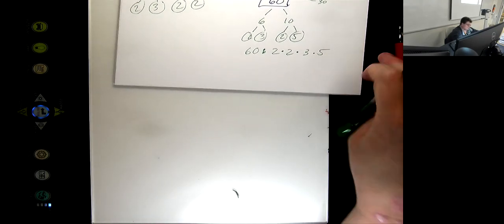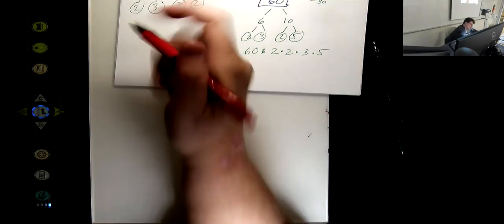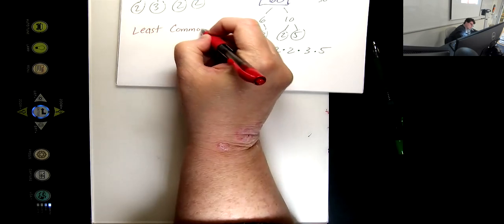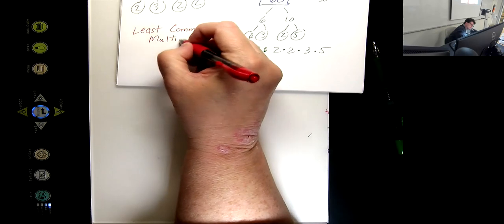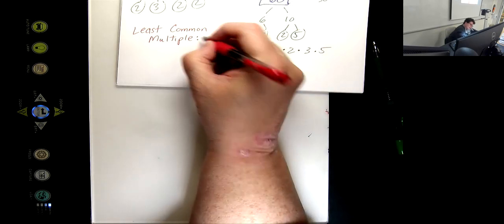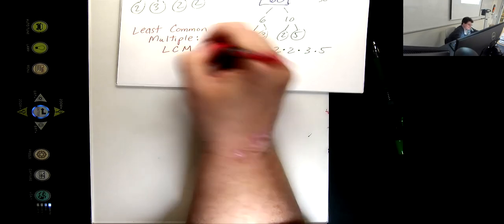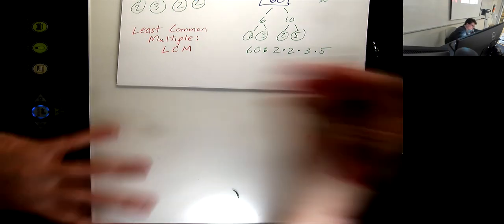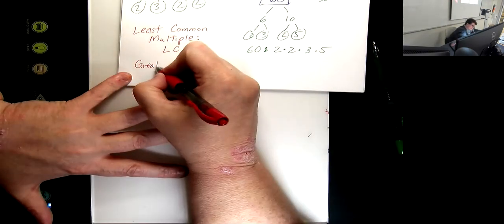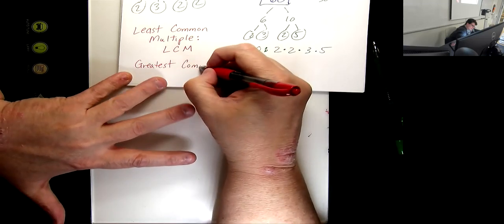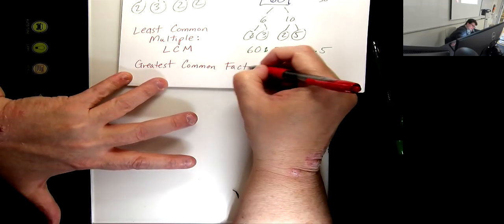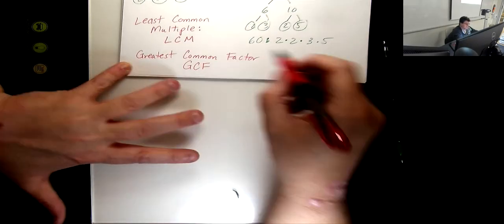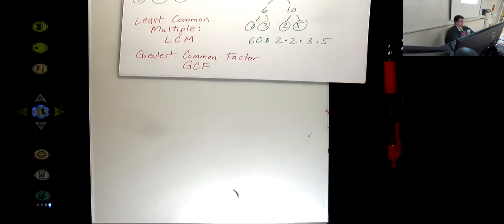Because oftentimes we want to find something called the least common multiple. It's usually abbreviated LCM. And we'll also do greatest common factor. That is also something that is useful. GCF, it goes off the first letter. So we're going to do both of these before we start diving into fractions.